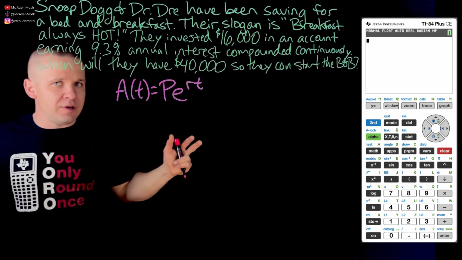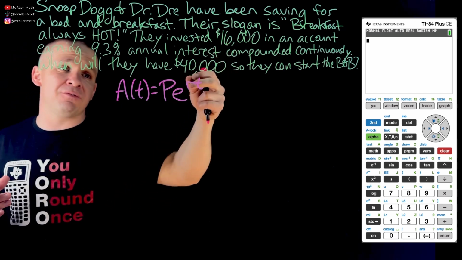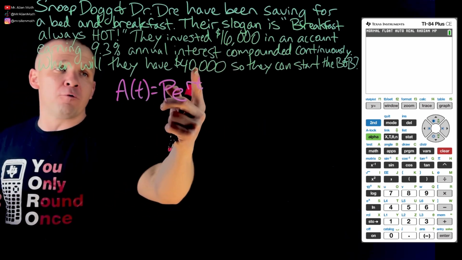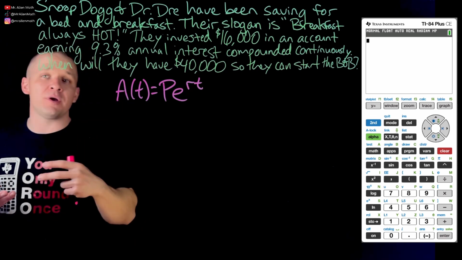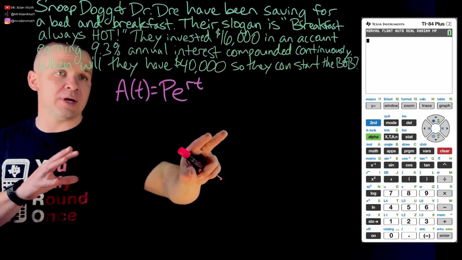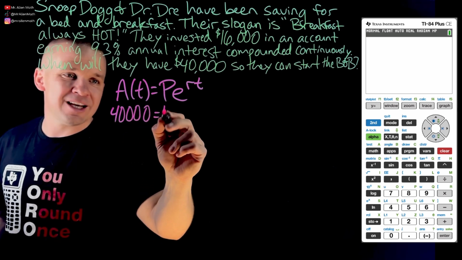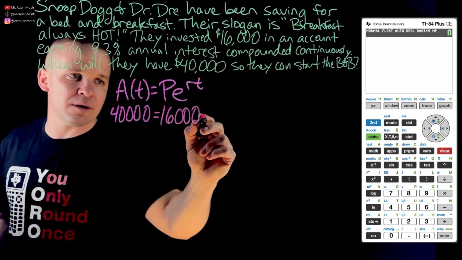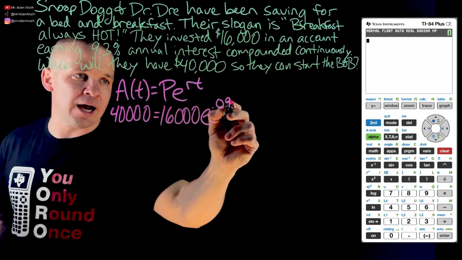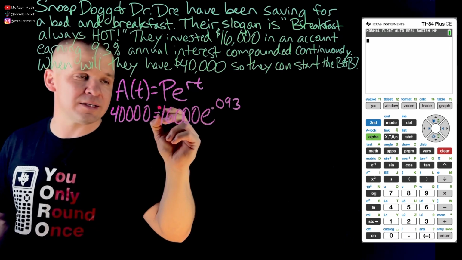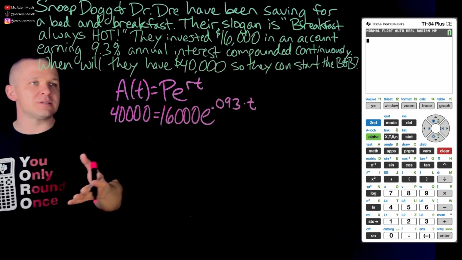So where do all these numbers go? Well, $16,000 is what they invested. That's our principal. $40,000 is what we want in the end after a certain amount of time, and 9.3% is our rate. So let's place all those numbers. I've got $40,000 is what I said for the final amount. $16,000 was our starting amount. Our rate as a decimal is 0.093. You got to move the decimal place twice, and then we have times t. Okay. So I need to solve for t.